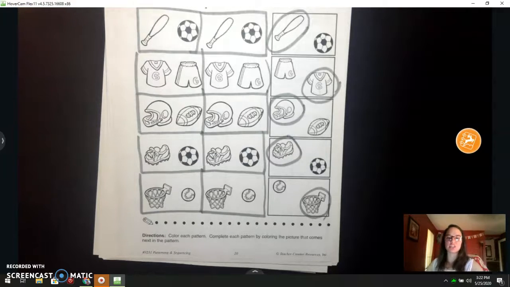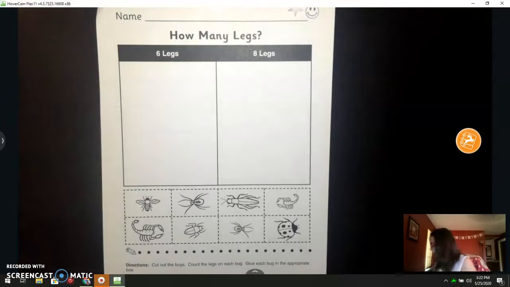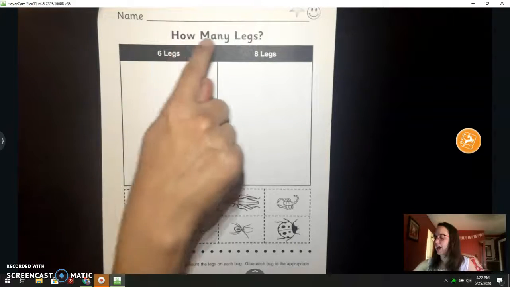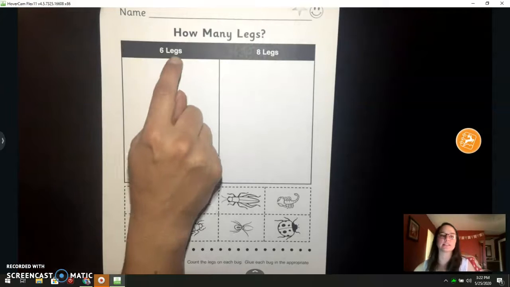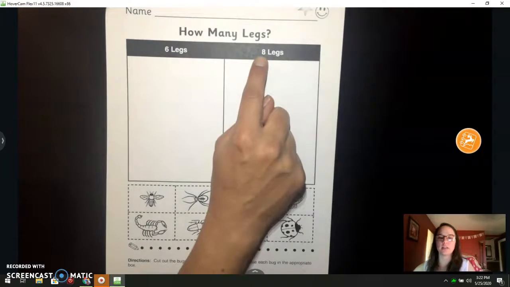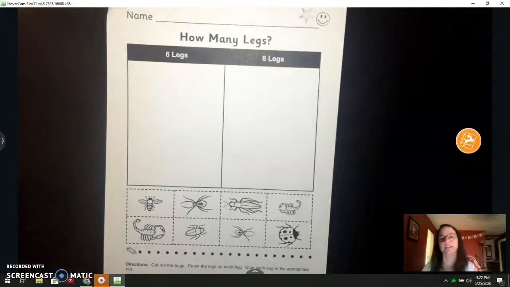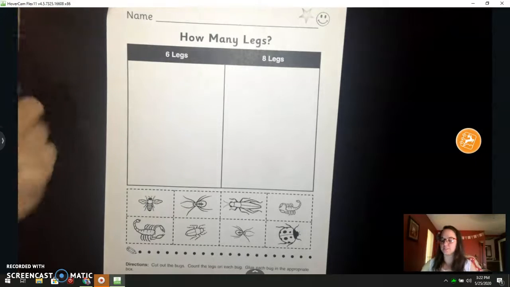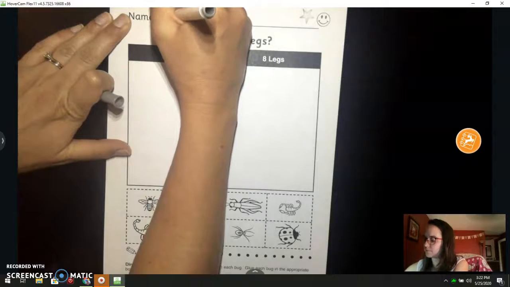Alright, your next page is a cutting page. If you are all caught up, then you should be able to pull it off the back of your packet. And it looks like this. And it says how many legs. And our choices are 6 legs or 8 legs. Ooh, some creepy crawlies down there. First thing I do is always the same. I pick up a pencil and write my name.